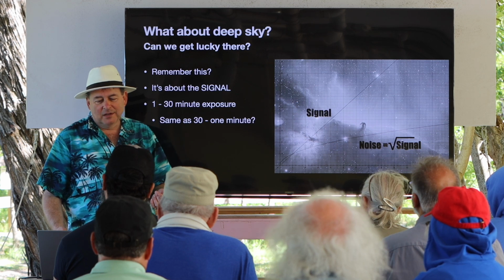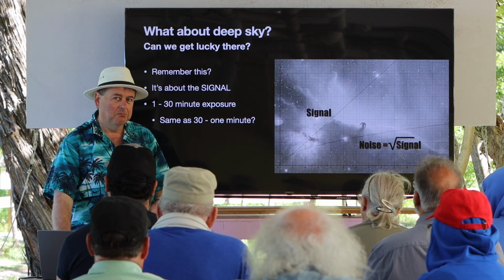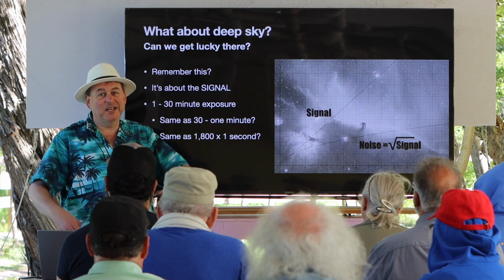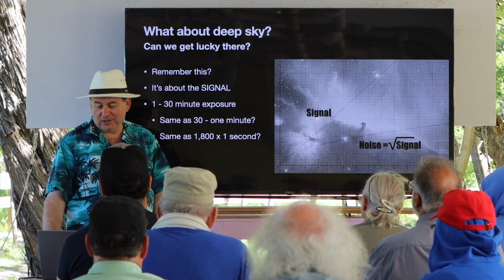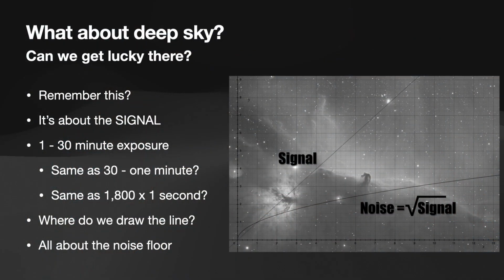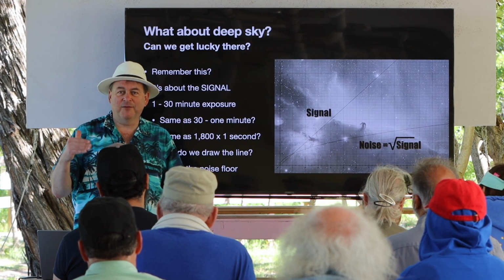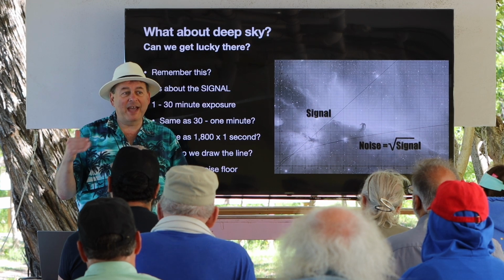So is 1 30-minute exposure the same as 30 1-minute exposures? Maybe. Well, what about 1,800 1-second exposures? Could I do that? Maybe. Where do you draw the line? How do you know where that cutoff is? How short can you go? It's all about the noise floor of your individual images. And the noise floor of individual images 15 years ago said you'd better expose for several minutes at least for each sub-exposure. But that has changed.